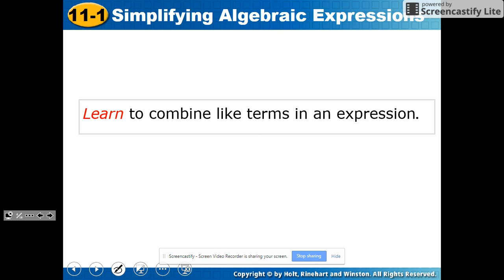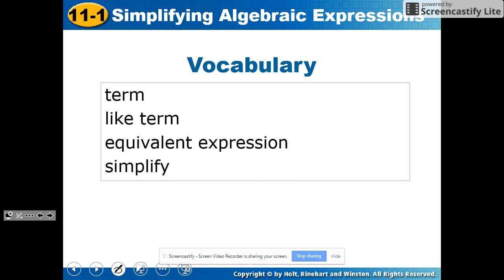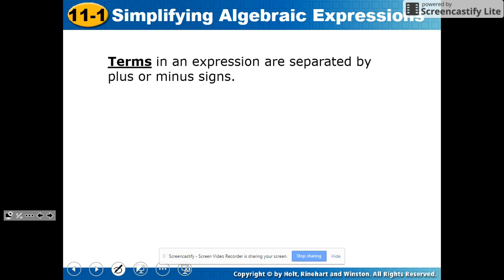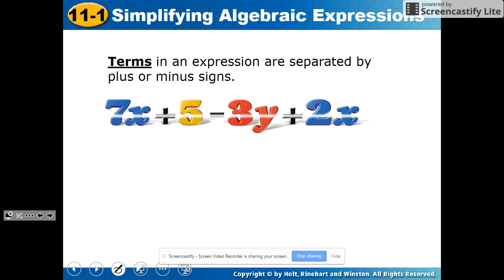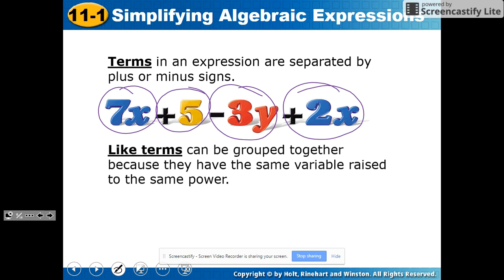Okay, so today we're going to be learning to combine like terms in an expression. Our vocab words, we're going to be talking about them. So a term in an expression is separated by plus or minus signs. You should write the definition in your packet. So looking at this, that's a term, that's a term. So you have 7x is a term, positive 5, negative 3y, and positive 2x.